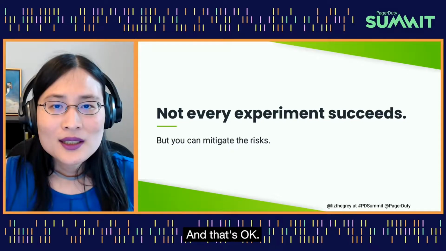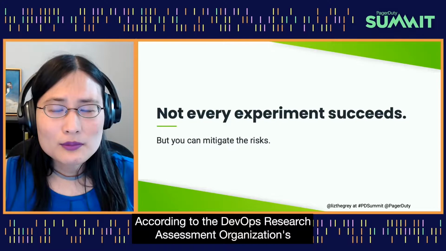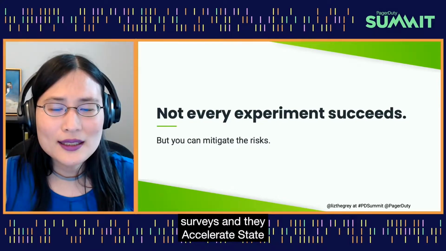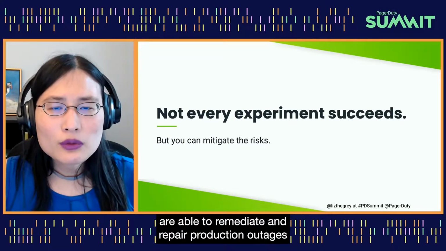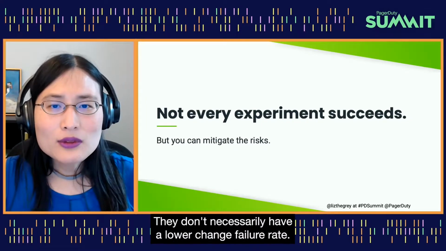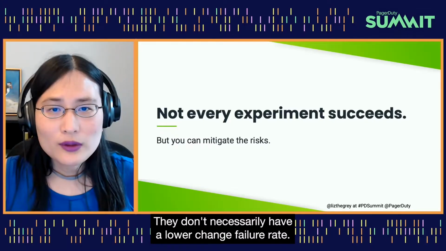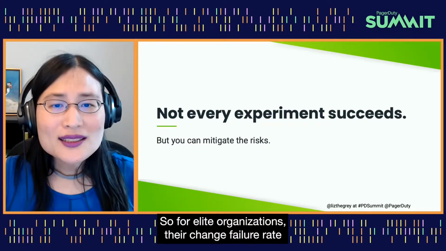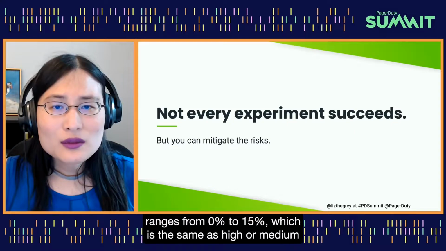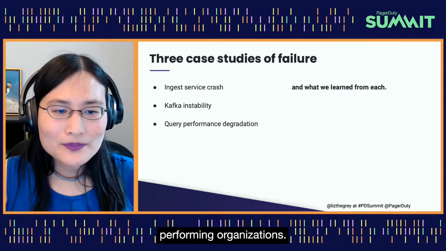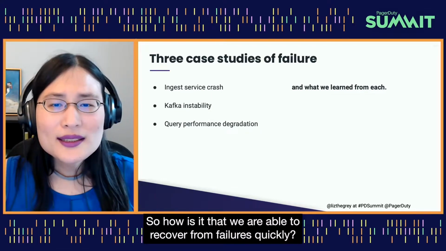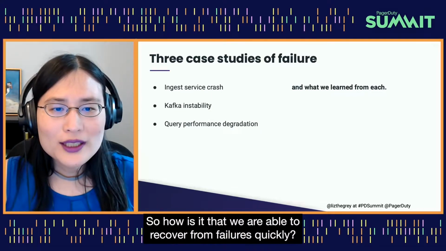According to the DevOps Research Assessment Organization's surveys and the Accelerate State of DevOps report, elite performing organizations are able to remediate and repair production outages in less than half an hour. They don't necessarily have a lower change failure rate. For elite organizations, their change failure rate ranges from 0 to 15%, which is the same as high or medium performing organizations. So how is it that we are able to recover from failures quickly?